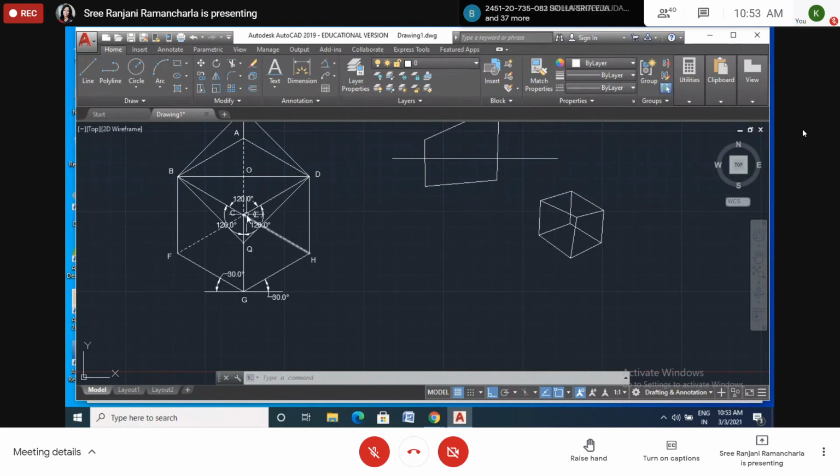BC, CD, and CG are equally inclined to the VP, and therefore equally foreshortened, not reduced, foreshortened. Write: foreshortened means after inclination these are looking short. Okay, not exactly lines.